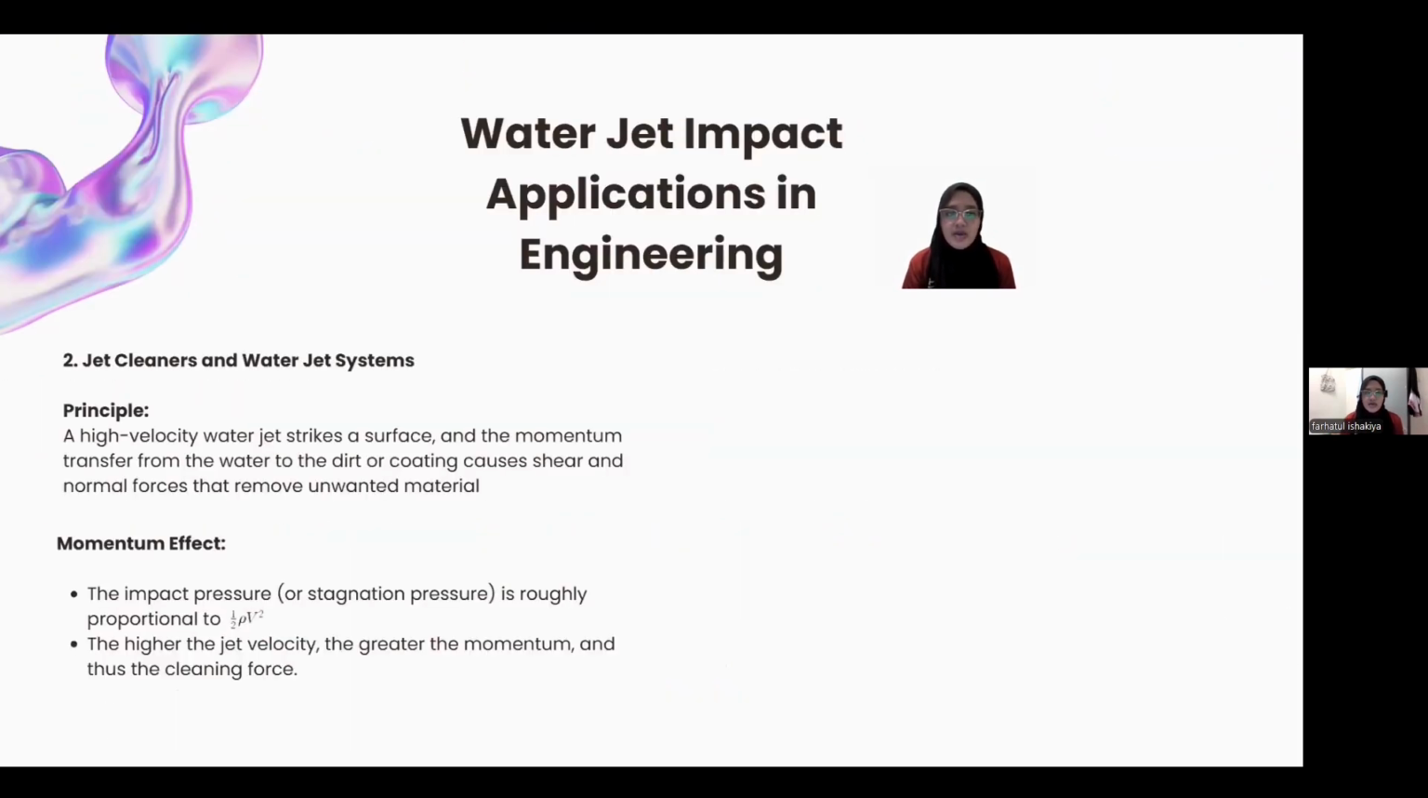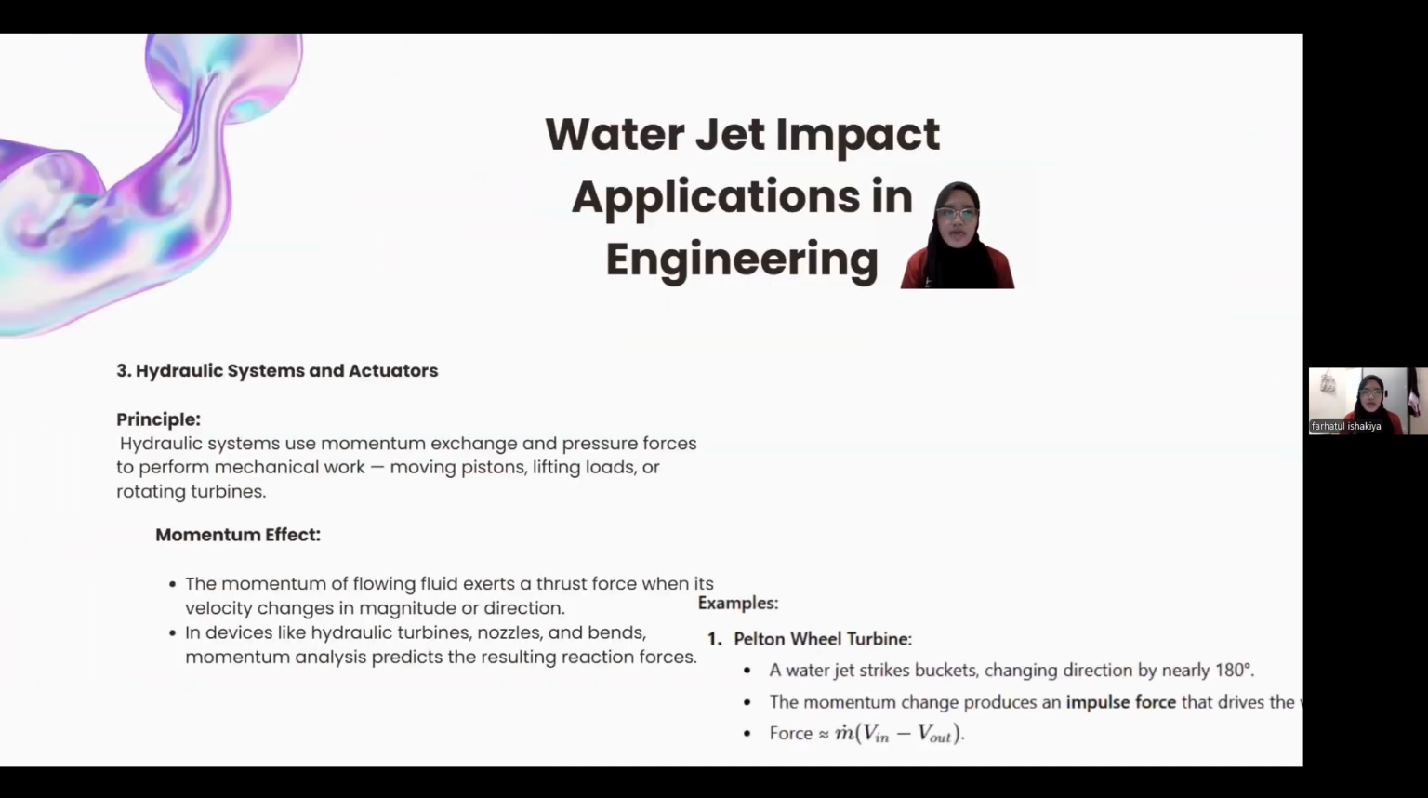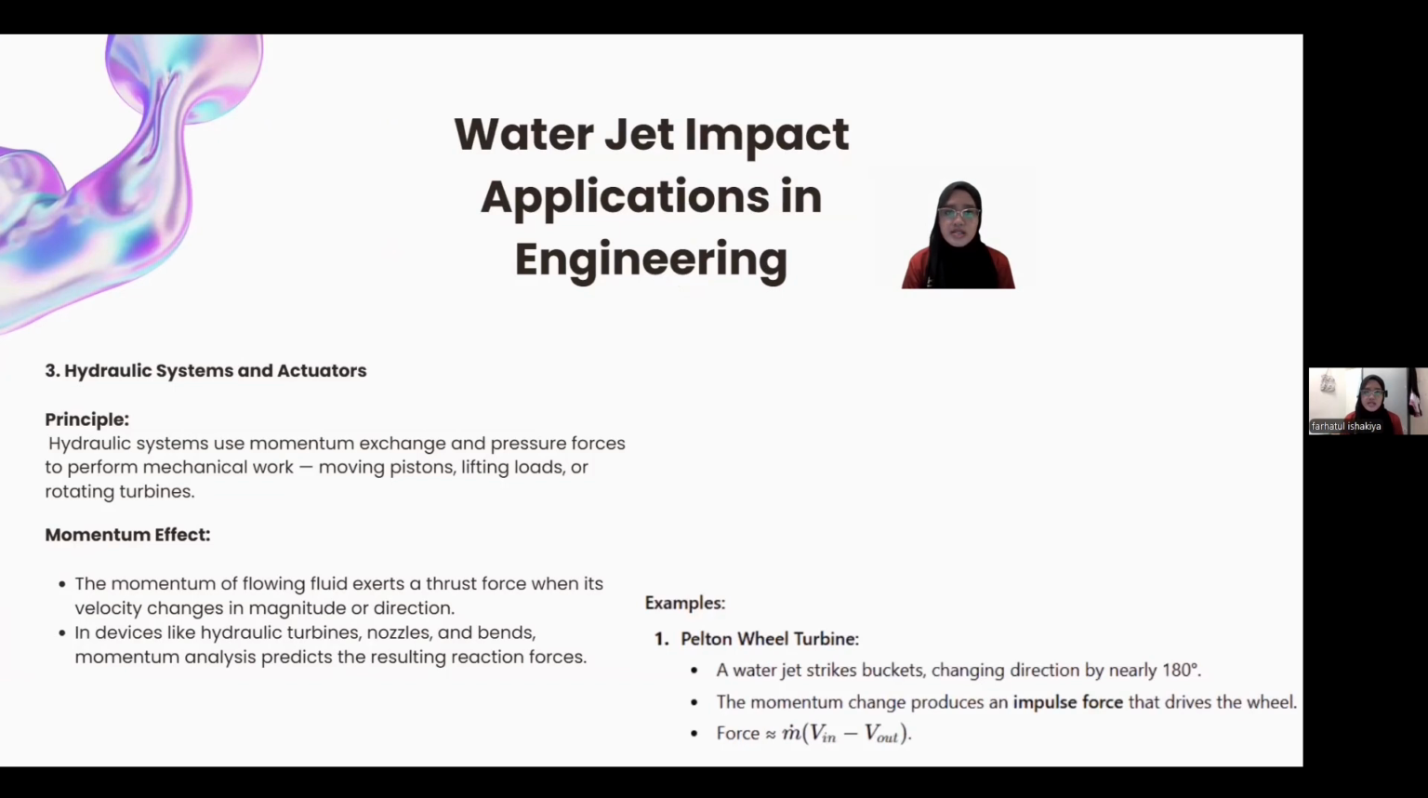Next, we have jet cleaners and water jet system. The principle from this point is a high velocity water jet strikes a surface and the momentum transfers from the water to the dirt or coating, causing shear and normal forces that remove unwanted material. Momentum effect: first, the impact pressure or stagnation pressure is roughly proportional to 1/2 rho v squared. Next, the higher the jet velocity, the greater the momentum and thus the cleaning force.